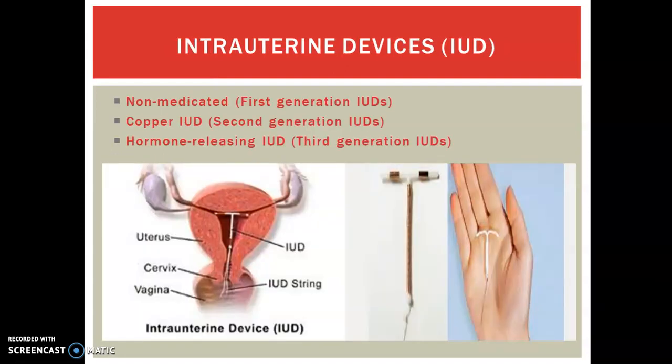Then intrauterine devices. Intrauterine devices are small devices which are inserted into the uterus and fixed inside the uterus. Here in this picture you can see they are fixed inside the uterus, and the presence of these intrauterine devices will prevent the implantation of the embryo in the uterus.